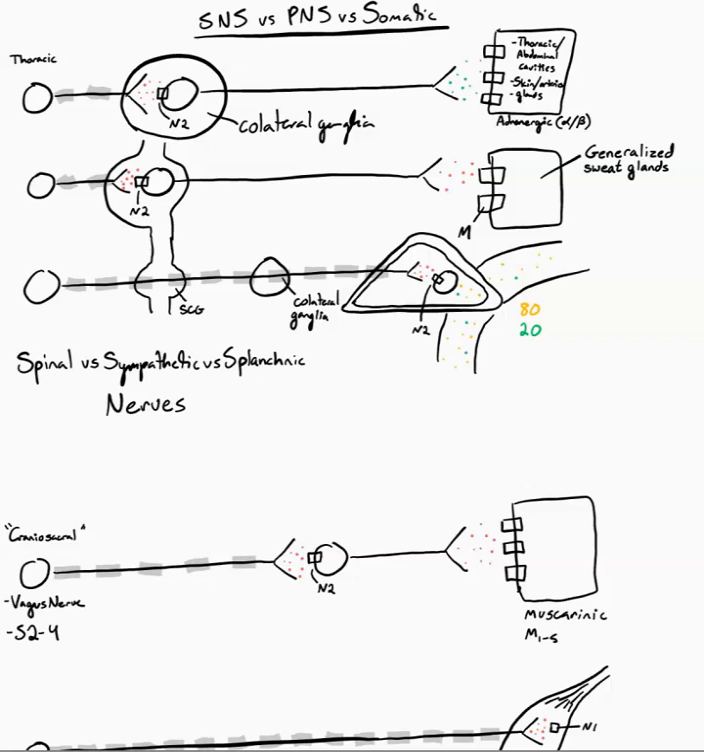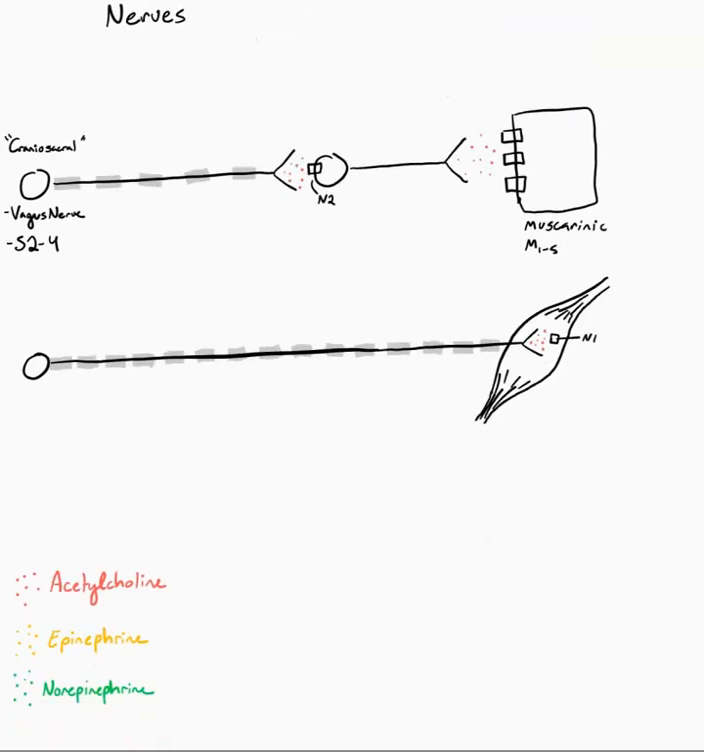Okay, we are comparing the sympathetic and parasympathetic nervous system as well as the somatic nervous system. So right off the bat, somatic is a little bit different than the sympathetic and parasympathetic nervous system. This example right here is the somatic nervous system.